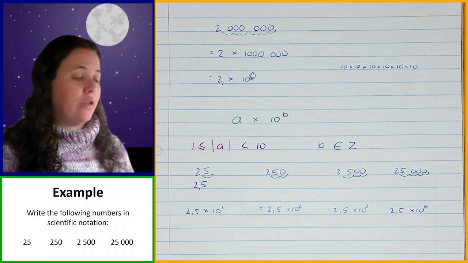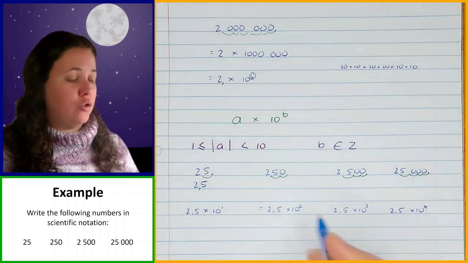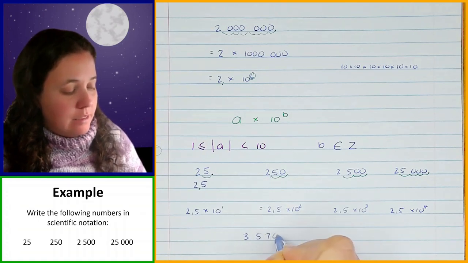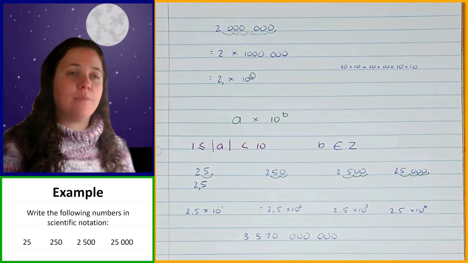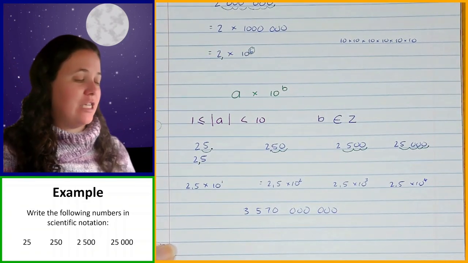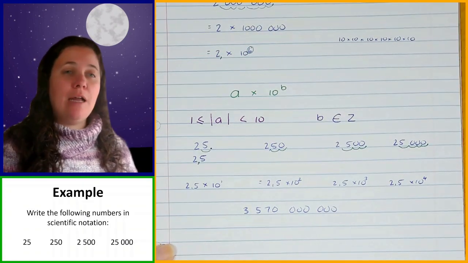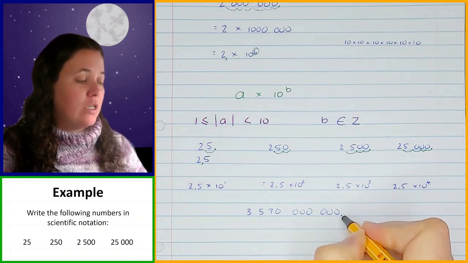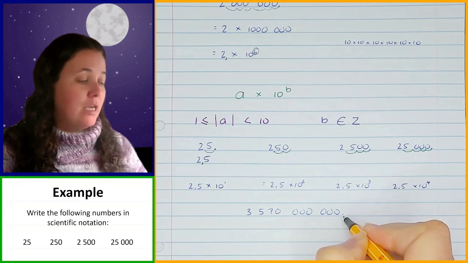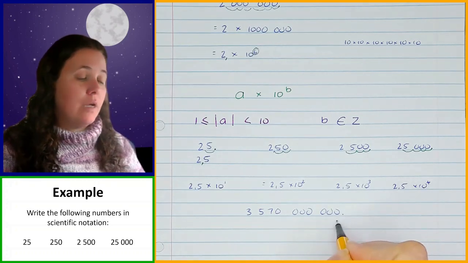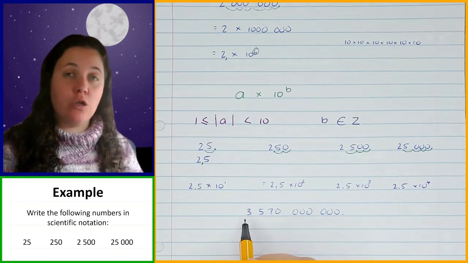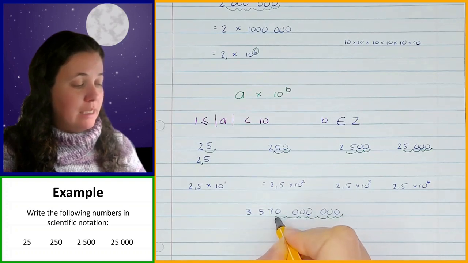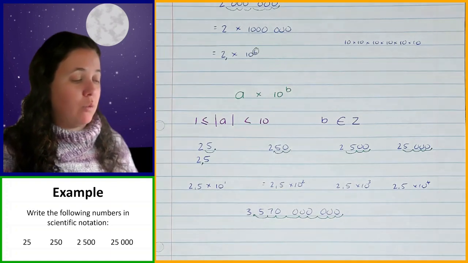Okay, so now let's quickly do another example. Just one more before I give you some to do on your own. So if I give you the number 3570000000, we are going to write this number now in scientific notation. So first, I need to see where the decimal point is at the moment. It is after the last zero over here, which is my units. So it needs to move to be right after the first non-zero digit, which is the 3. So I'm going to move it 1, 2, 3, 4, 5, 6, 7, 8, 9 places. And that is where I want it to go.